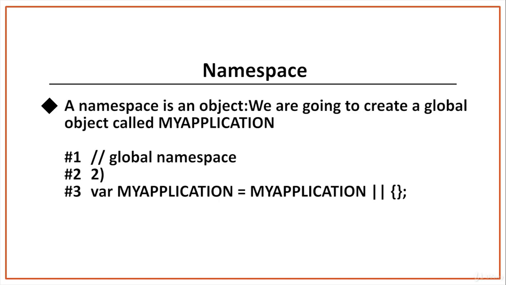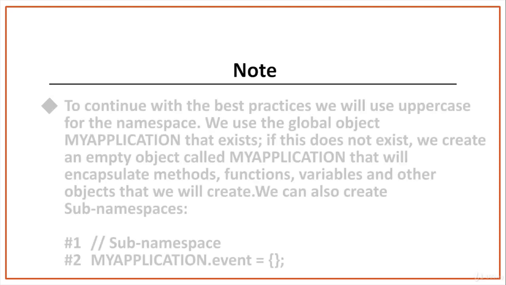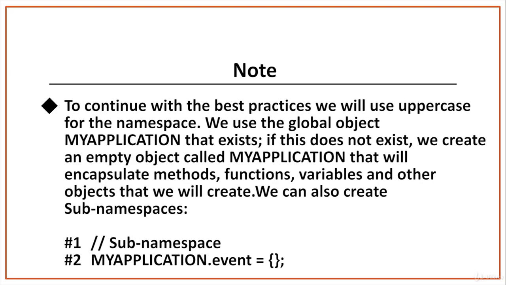A namespace is an object, and we're going to create a global object called myApplication. As you can see, you need to do this to create a namespace. But note, to continue with best practices, we will use uppercase for the namespace. We'll use the global object myApplication if it exists, and if it doesn't exist, we create an empty object called myApplication that will encapsulate methods, functions, variables, and other objects that we will create.